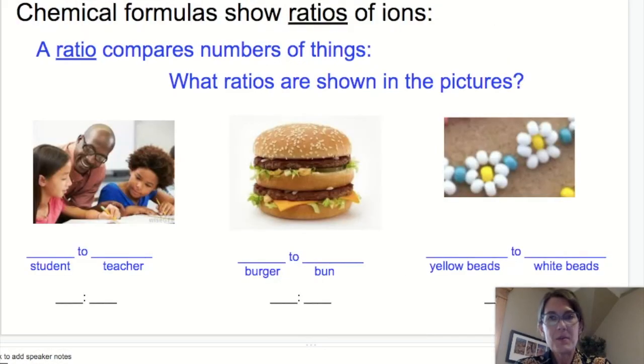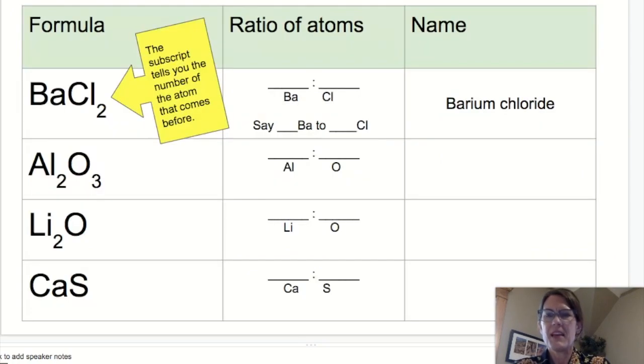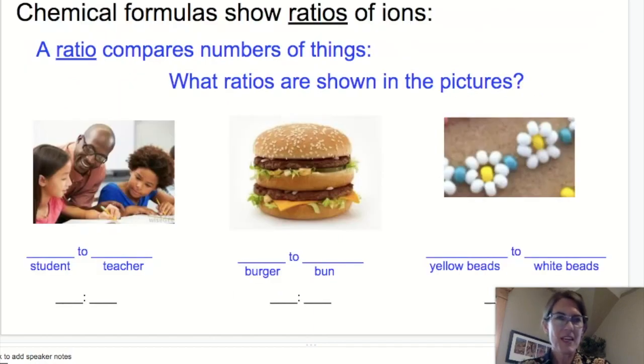The formula, though, gives you a little bit more information. Formulas show ratios of ions. And so remember the formulas, I'm just going to jump ahead here, they often have these little numbers. So the formula also gives you a little more information than the name does. It tells you the ratio of the ions that are in that compound. And just a little background, a ratio always compares numbers of things.